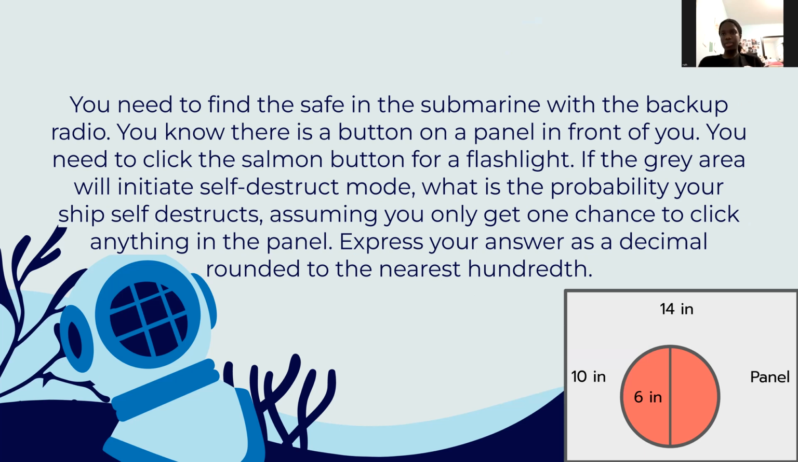You need to find the safe in the submarine with the tools, with the backup radio. You know there is a button on the panel in front of you. You need to click the salmon button for your flashlight. If the gray area will initiate self-destruct mode, what is the probability your ship self-destructs, assuming you only get one chance to click anything in the panel? Express your answer as a decimal rounded to the nearest hundred.